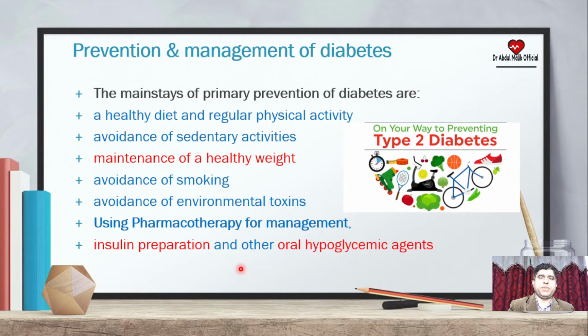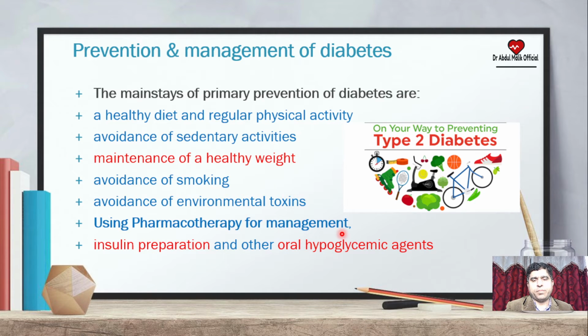So coming to the prevention and management of diabetes, prevention is also possible. Awareness and education about diabetes should be given to the patient. The mainstays of primary prevention of diabetes are a healthy diet and regular physical activity. Sedentary activities should be avoided, and maintenance of a healthy weight is very important for the patient. A reduction of 10% body weight can reduce the insulin level and other problems, hyperlipidemia, blood glucose level, or hypertension in the patient. Avoidance of smoking and environmental toxins is also advised.